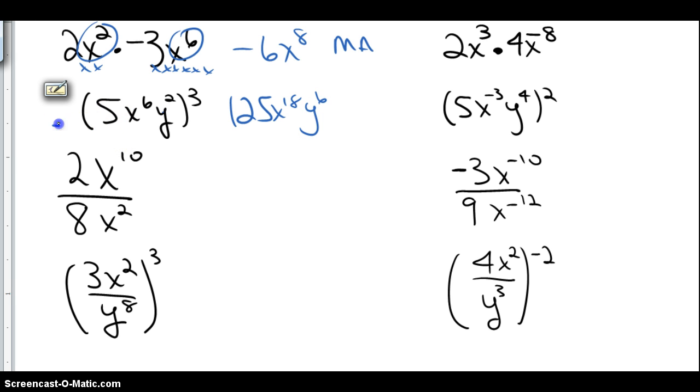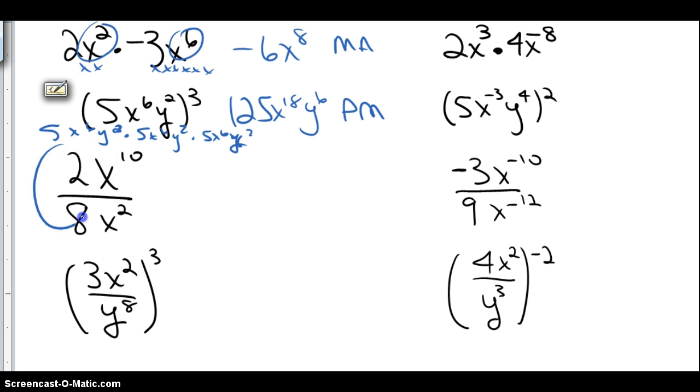And again, if in doubt, write it out. So you would write it squared 3 times, so you can see what you have. And so again, you can see the 5 times 5 times 5. You can see the x to the 6, x to the 6, x to the 6, and the y squared, y squared, y squared. A power to a power, the little trick is that you multiply exponents.